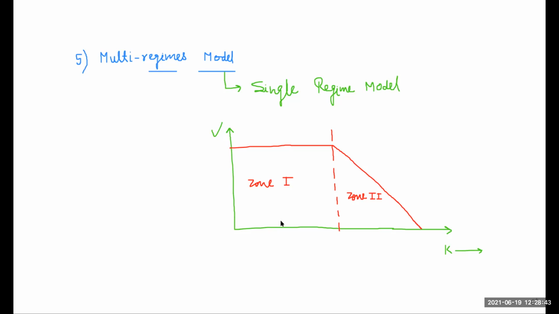So basically, this is zone 1 and this is zone 2. If only one zone is present, it is your single regime model. That means if only zone 1 is present, this is your single regime model. But here two zones are present, so this is known as your two regime model. So I think I covered 5 models.